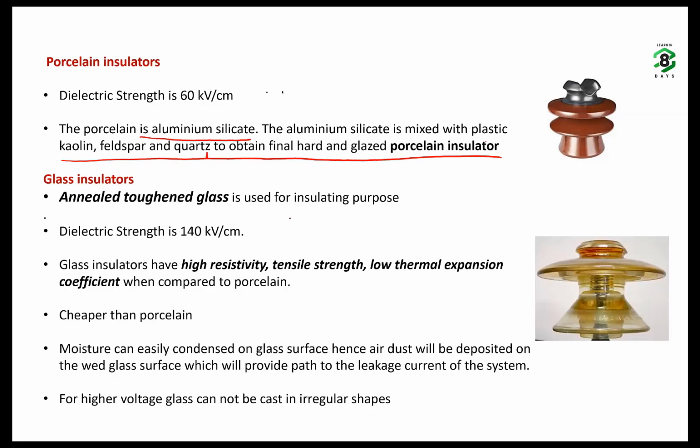In all properties, that means in resistivity, tensile strength, and thermal stability, toughened glass insulator is better than porcelain. And it is cheaper than porcelain. It has many advantages, but still in one aspect it will fail. Glass absorbs moisture.